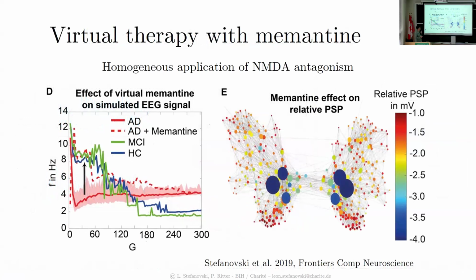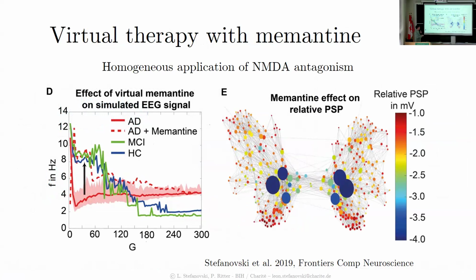With the same model, we were also able to show how therapy works. So we used as an example memantine, one of the two groups of classic antidementive drugs. It's an NMDA antagonist, and it can improve memory function in Alzheimer's disease, but it had also been shown that it reverses some electrophysiological effects. Typically, the slowing that we see in EEG can be reversed by memantine.